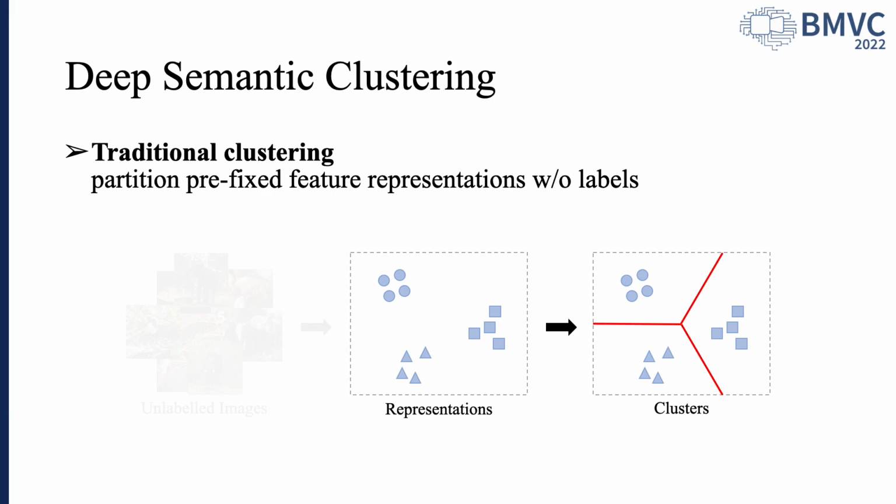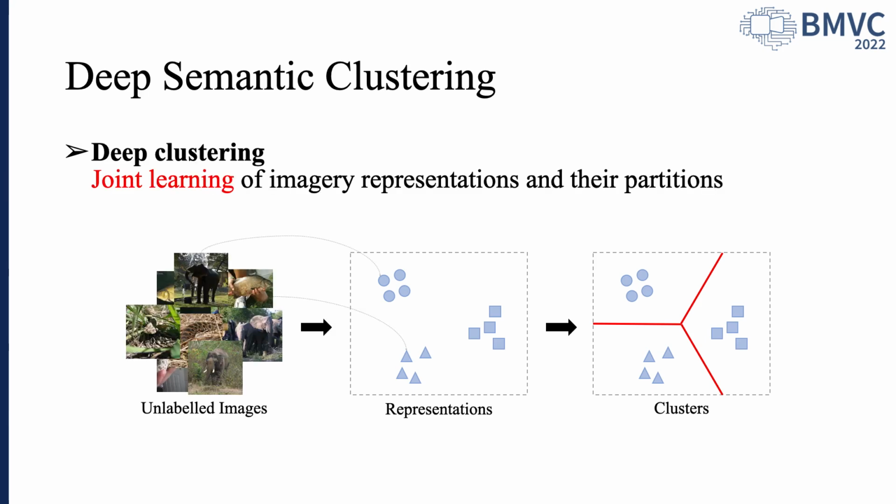As a long-standing unsupervised learning technique, clustering has been widely studied for a few decades to partition a set of imagery samples according to their prefixed feature representations. Recently, along with the rapid development of deep learning models, clustering has been exploited together with visual representation learning to separate a set of raw images into the desired number of groups without pre-learned features.